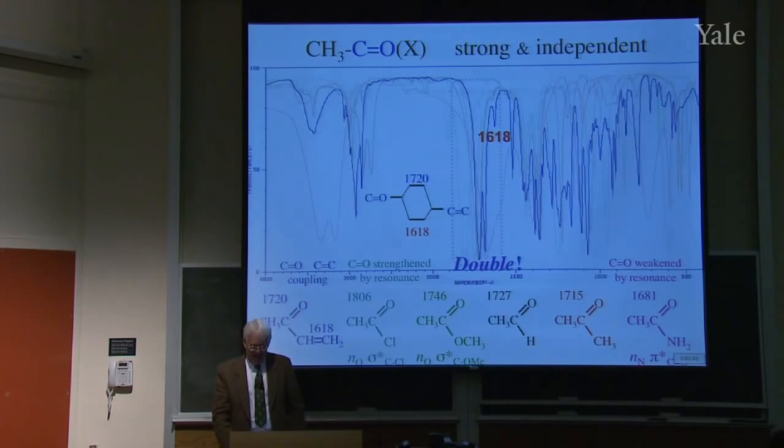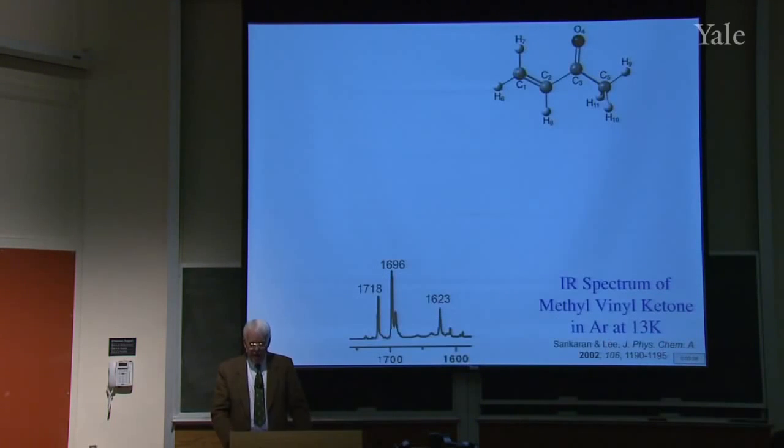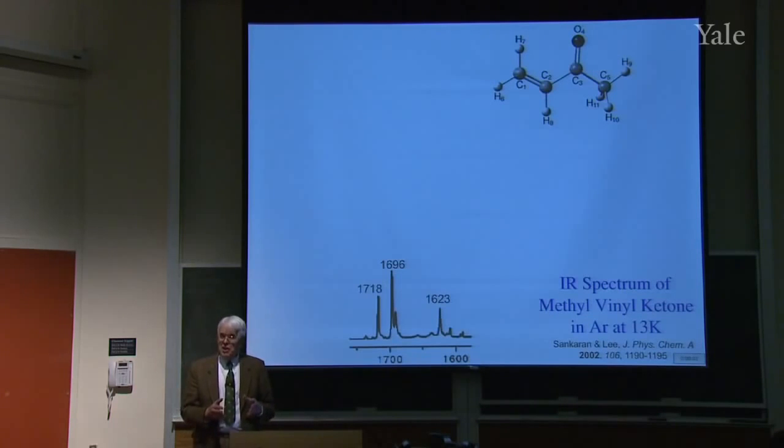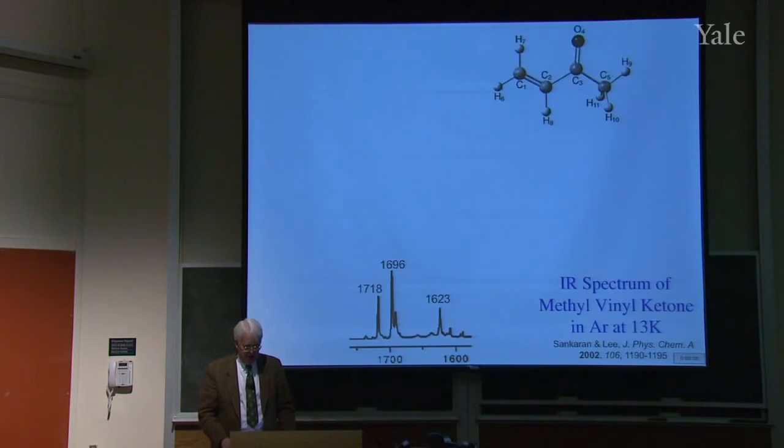This is a really neat case because the doubling that you see in that strong peak isn't what you think it is. It's not the in phase and the out of phase. What is the 1618? And what's the source of the doubling? Well, here's a spectrum of methyl vinyl ketone, that same compound with a double bond adjacent to the carbonyl, measured in argon at 13 Kelvin. And you can see it's got those two peaks, 1718, 1680, 96, but then it's got that 1623.